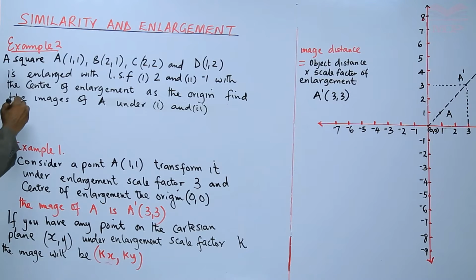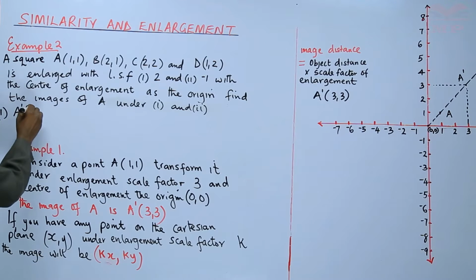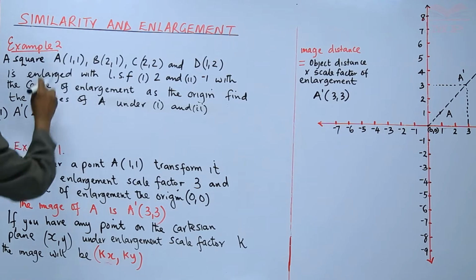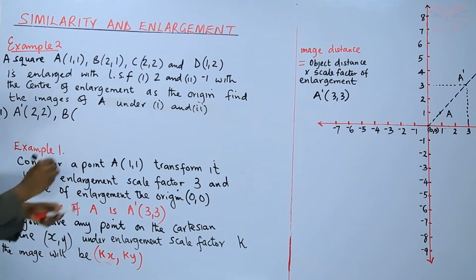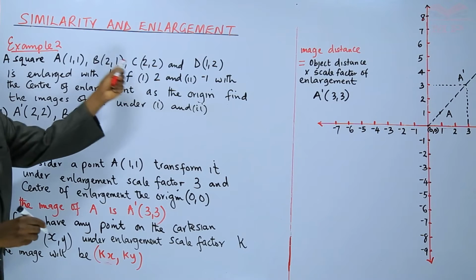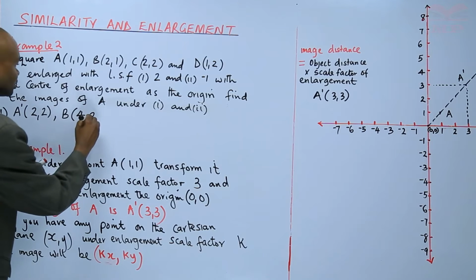So in 1, A prime will be what? You'll just take the scale factor. It is 2. It will be 2 times 1, you'll get 2. You'll also say it will be 2 times 2, you get 4. Also take 2 times 1 for y, you get 2. You come to B, learner. You take the scale factor, 2 times 2, you get 4. You'll also take 2 times 1, you get 2.